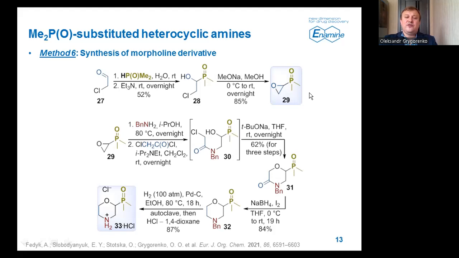The key point of this synthesis was preparation of this very interesting epoxide bearing the phosphine oxide group. This building block was obtained in only 2 steps from commercially available reagents, and it is a very interesting compound for further studies, for further transformations. Only 2 heavy atoms in the main chain, and we have obtained it on multi-gram scale, so it is easily available now.